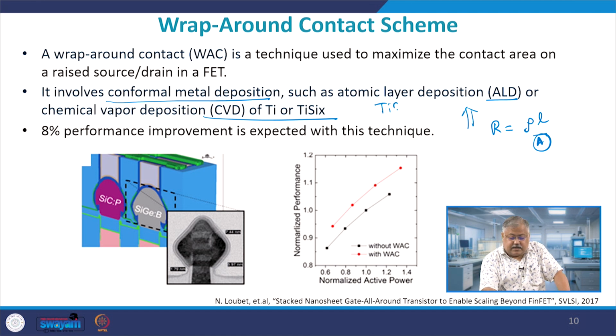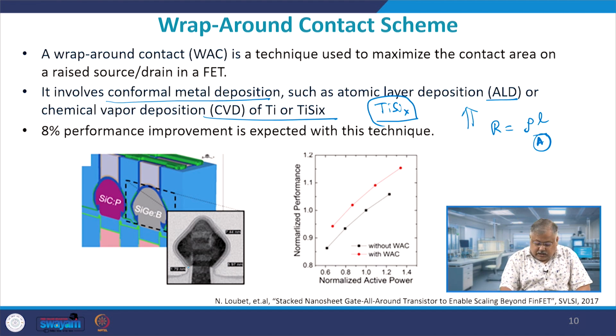So, titanium SiX, where X is the molar fraction of silicon which we use, is shown by this diagram here. This is the wrap around metal which you see here. These are the sheets, and this is the wrap around material.